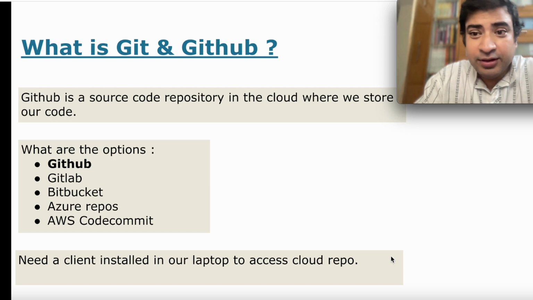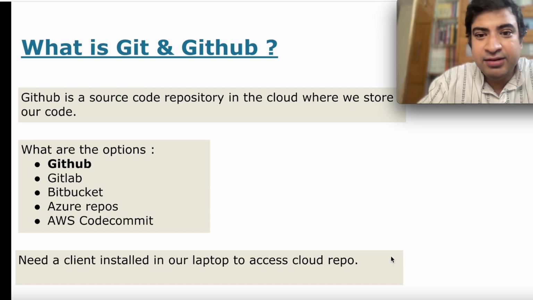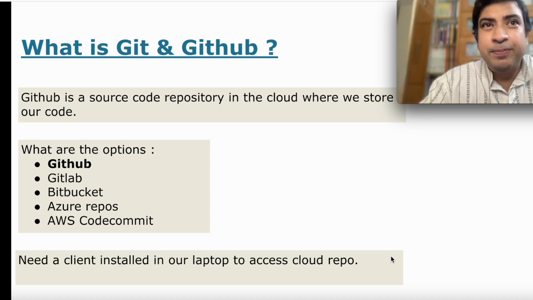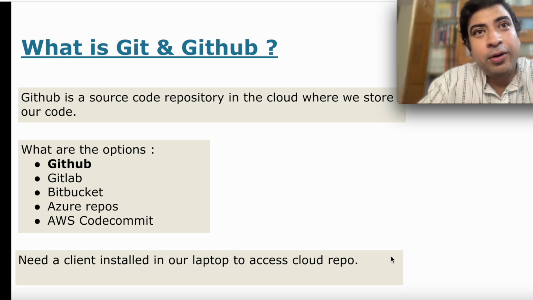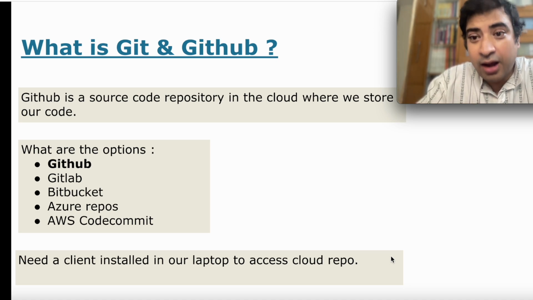and GitHub. So this is going to be a very beginner's video or session on Git and GitHub. So what is Git and GitHub? So basically GitHub, or for that matter many other cloud repositories, are essentially places where we store our source code files. So you can think of them as servers in the cloud where we store the source files.